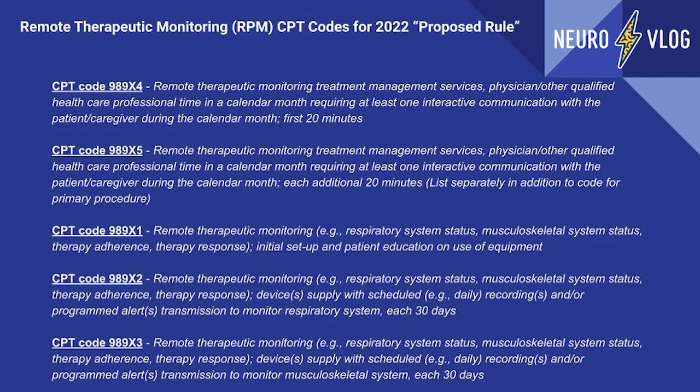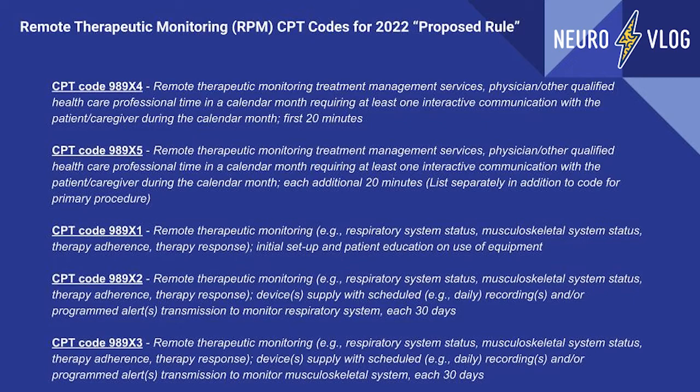The new RTM codes in the proposed rule closely resemble the existing remote physiologic monitoring codes, or RPM, which were established over the last few years with a code for setup and education on the use of equipment, 2 device codes, and 2 service codes. However, for the RTM, here's how they are described in the proposed rule.